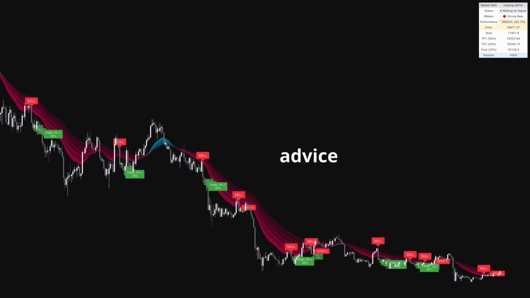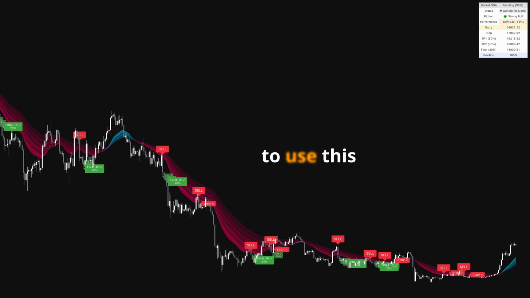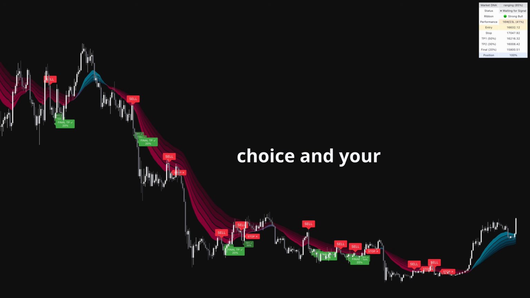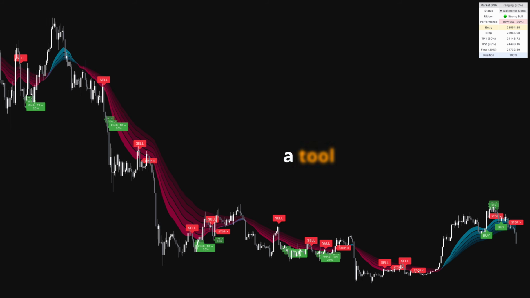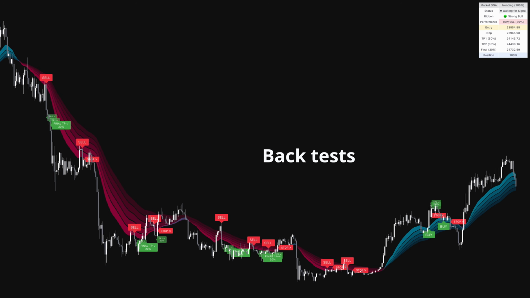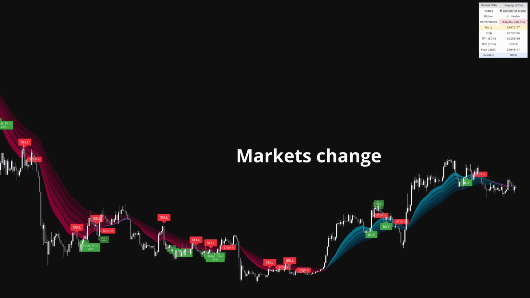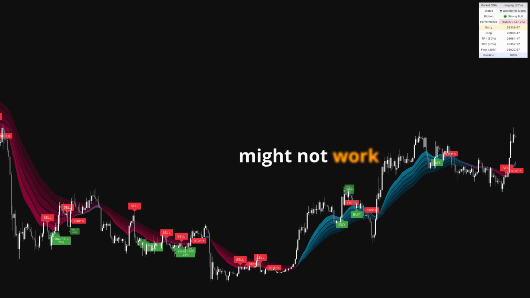This isn't financial advice. Trading carries real risk and you can lose money. If you decide to use this, that's entirely your choice and your responsibility. I'm showing you a tool, not telling you to trade. Past performance, back tests, win rates I've mentioned, none of that guarantees future results. Markets change. What worked yesterday might not work tomorrow.